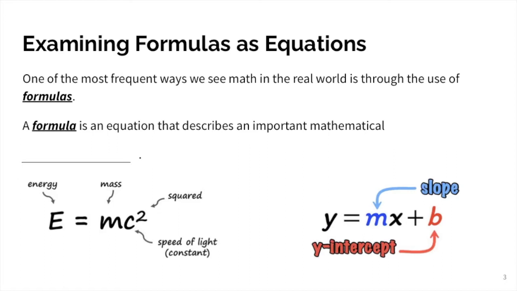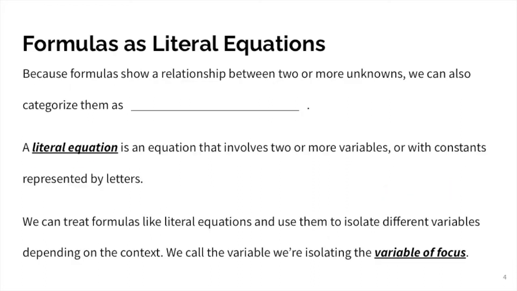A formula is just an equation that describes an important mathematical relationship. And it's so important that we found that we needed to actually abstract it because we use it in so many different settings over and over again. So let's think about formulas as something called literal equations. Because formulas show a relationship between two or more unknowns, we can also categorize them as literal equations.